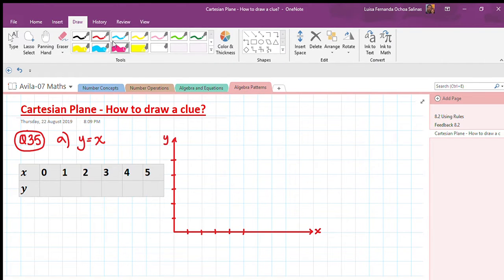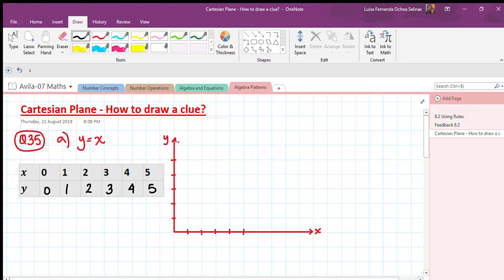The first thing I want you to notice is, if we do a table, y equals x. So when x is 0, y is going to be 0. If x is 1, y is going to be 1. If x is 2, y is 2. If x is 3, y is 3. If x is 4, y is 4. And if x is 5, y is 5.